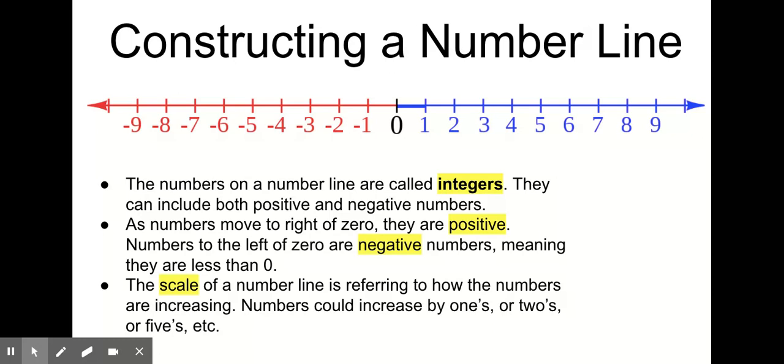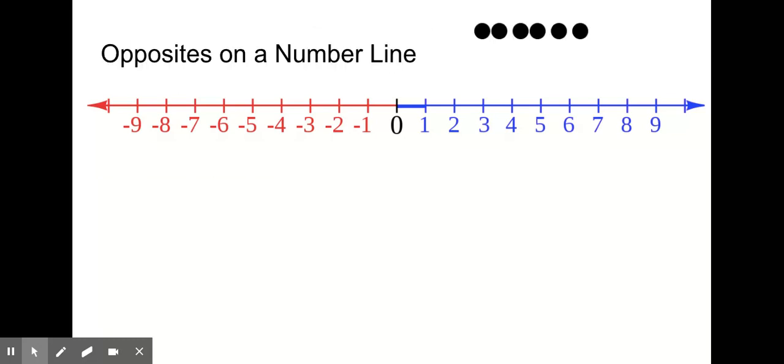I do want to also insert here, though, that whatever scale you choose to work with, that scale needs to be the same on both sides of the number line. So you wouldn't want to have a scale of 1s going on the positive side, 1, 2, 3, 4, 5, and then the negative side increasing your scale by 5s, -5, -10, -15. That would be incorrect. So whatever scale you use, you want to keep that consistent across your entire number line.